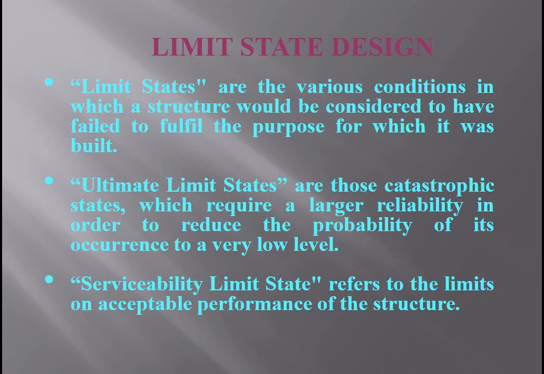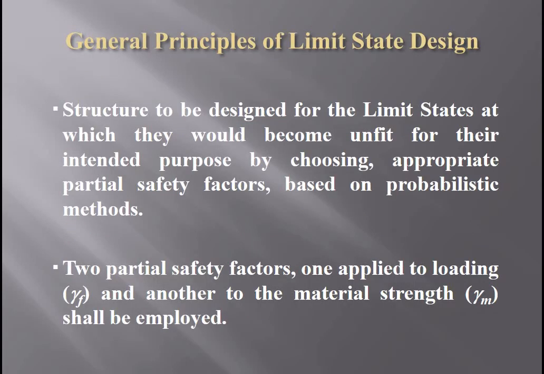So limit states are the various conditions in which a structure would be considered to have failed to fulfill the purpose for which it was built. Ultimate limit states are those catastrophic states which require a larger reliability in order to reduce the probability of their occurrence to a very low level. Serviceability limit states refer to the unacceptable performance of the structures. Okay, so there are limit states of strength and limit states of serviceability.